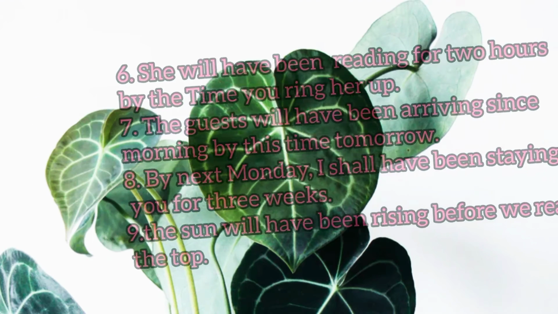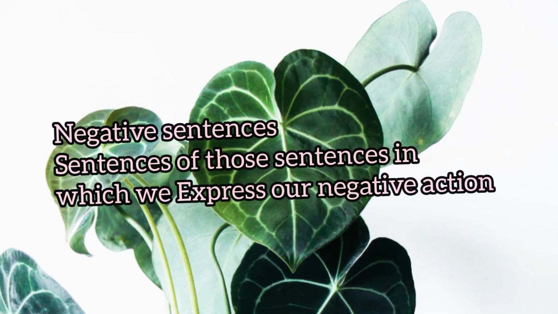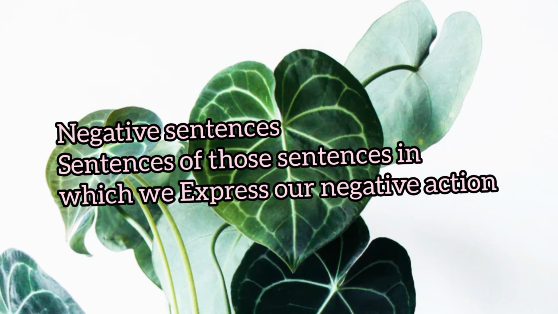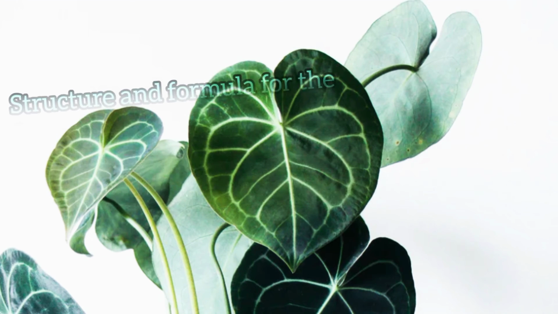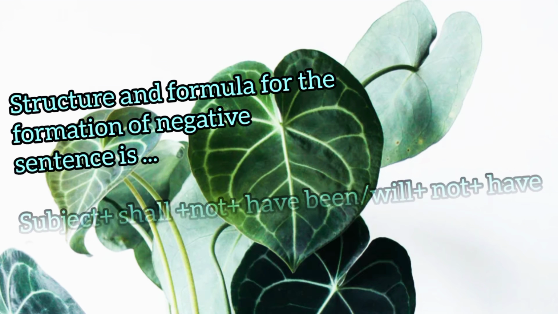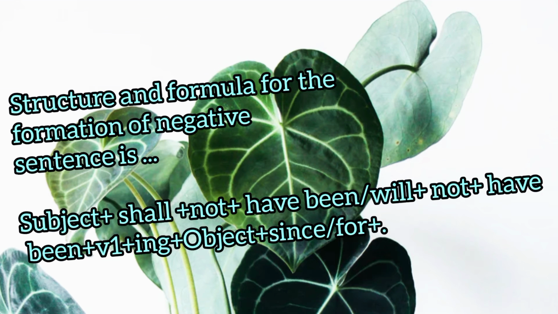Now move on to the negative one. What is negative sentence? Negative sentences are those sentences in which we express our action negatively. So the structure and formula for the formation of such sentences is subject plus shall, will plus not plus have been plus first form of the verb and ing, then object, and after that there will be the use of since and for.